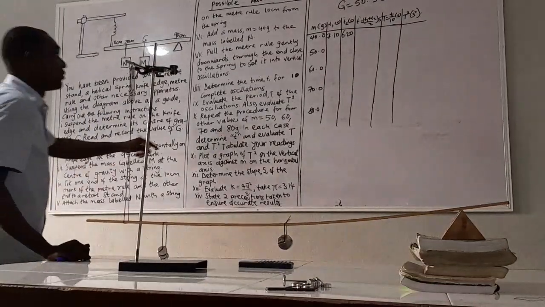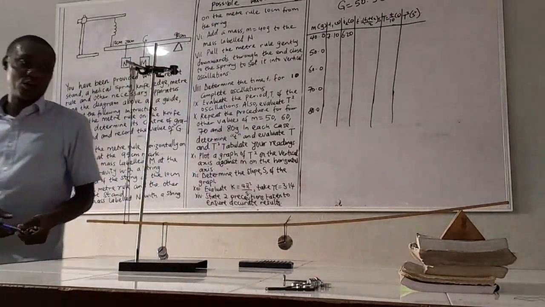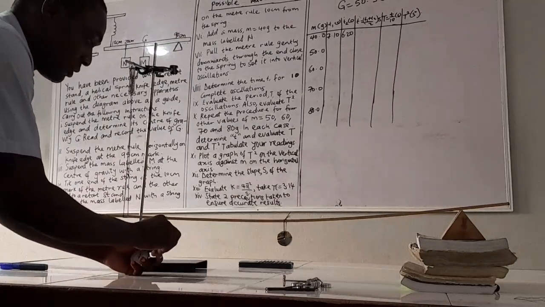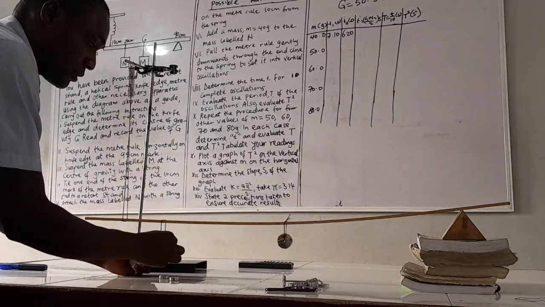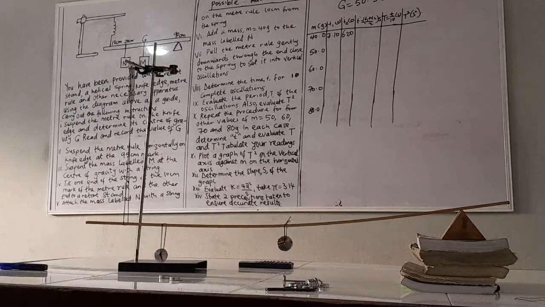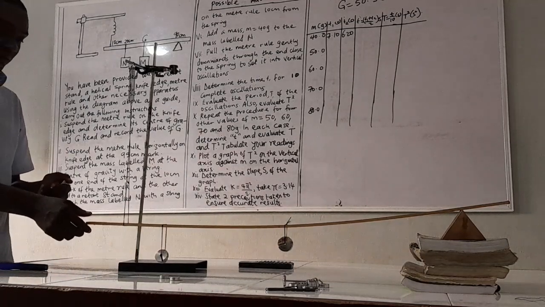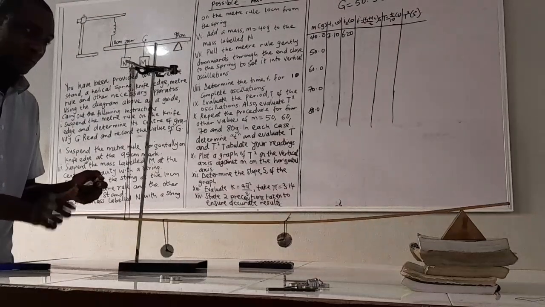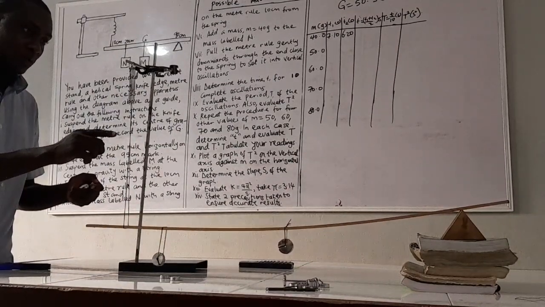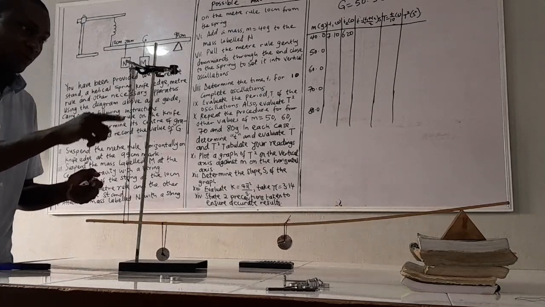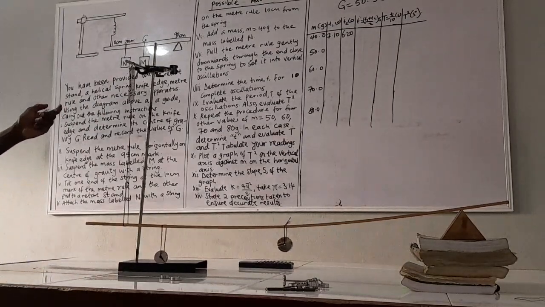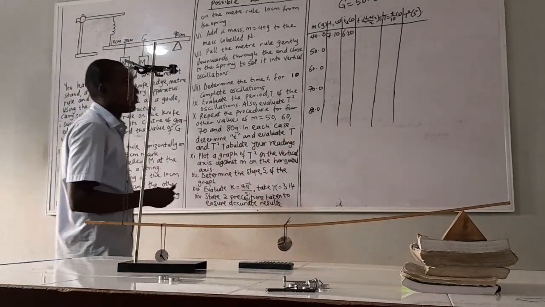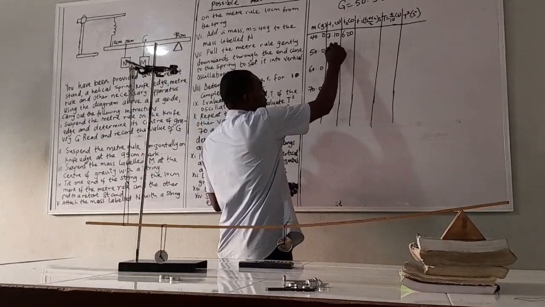Next, we have to put a mass of 50 grams. So I can remove all of this, the 40 grams, and I'll place a mass of 50 grams here. So I have a mass of 50 grams. Now let's set this into oscillations again. 1, 2, ready, go. 1, 2, 3, 4, 5, 6, 7, 8, 9, 10. Here I have 6.4 seconds, 6.40 seconds.